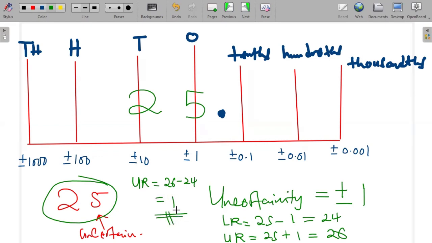All right, so any questions here on how to get the uncertainty and the lower reading and the upper reading? Any questions there? Okay, if there are no questions, let's try to look at questions now. Let's try to juggle with these things.